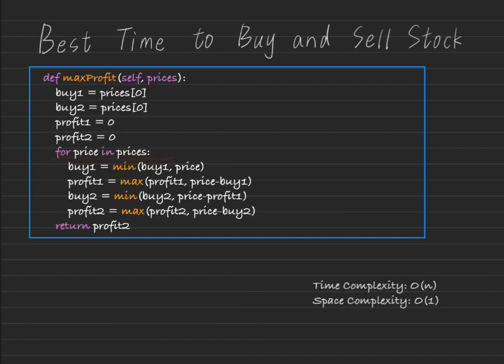We iterate through the array prices and compute the best time to buy the first stock, the maximum profit we can get up until this day, and the best time to buy the second stock, and finally the maximum total profit we can get up until this day. And we return this profit. The time complexity is O(n) and the space complexity is O(1).